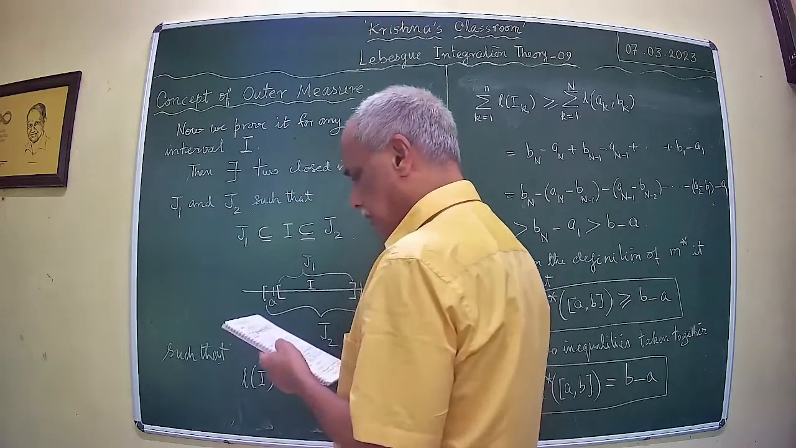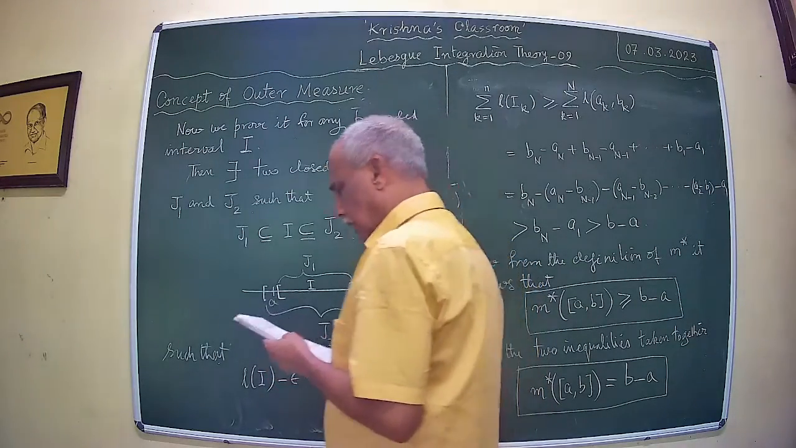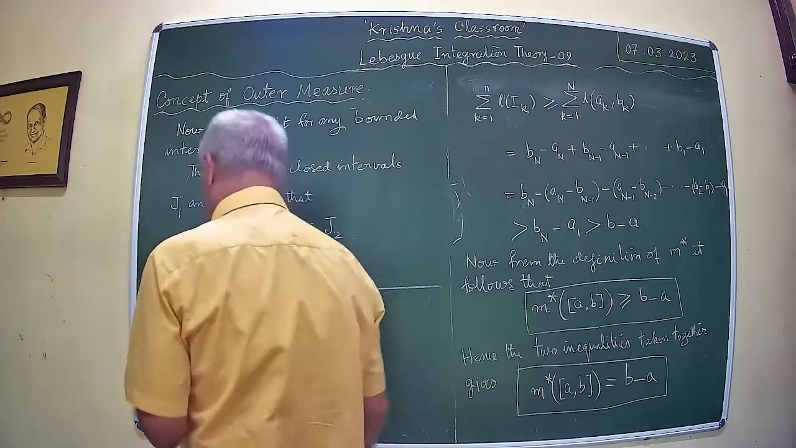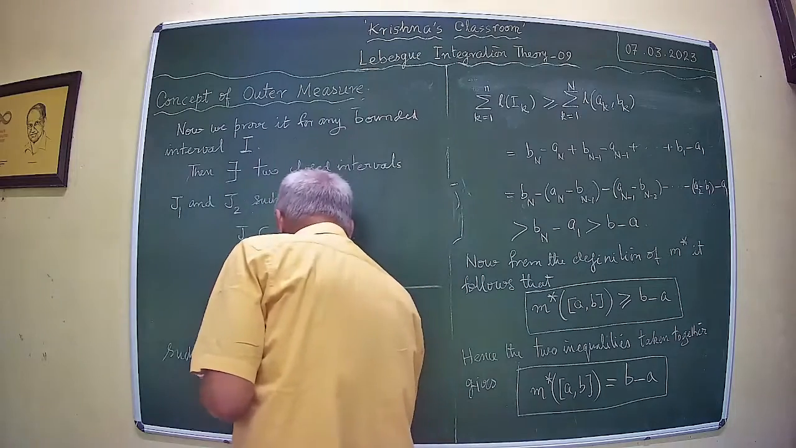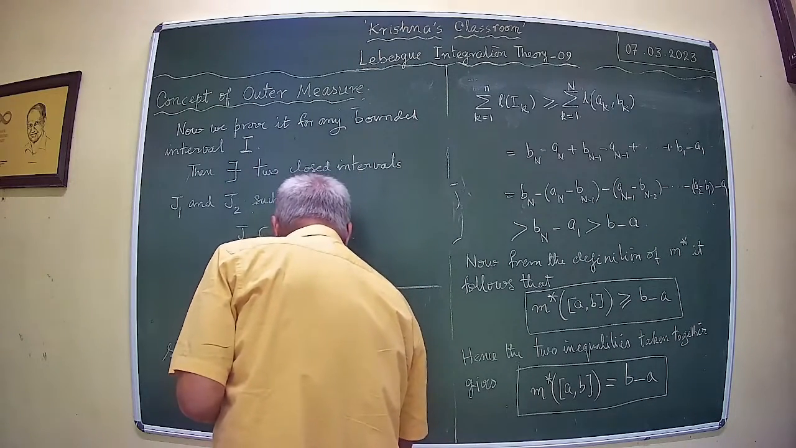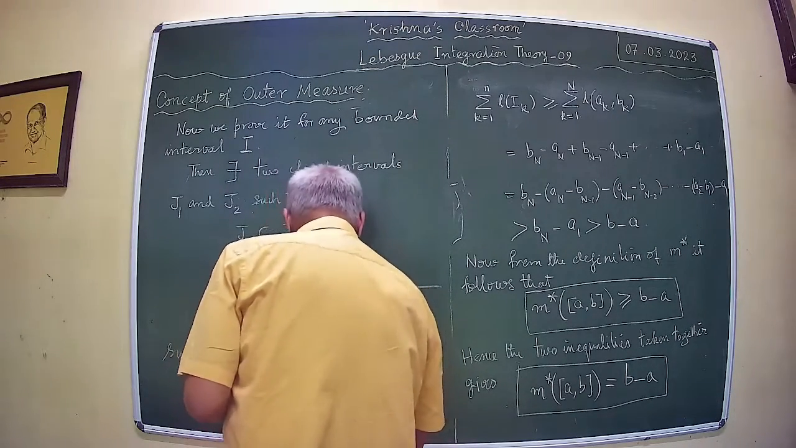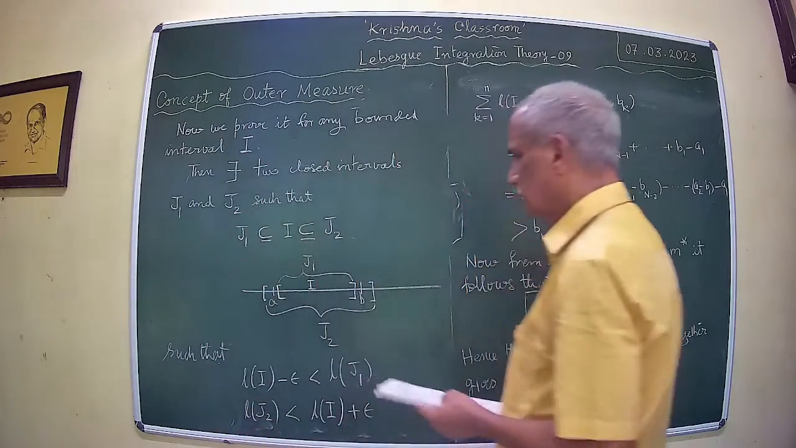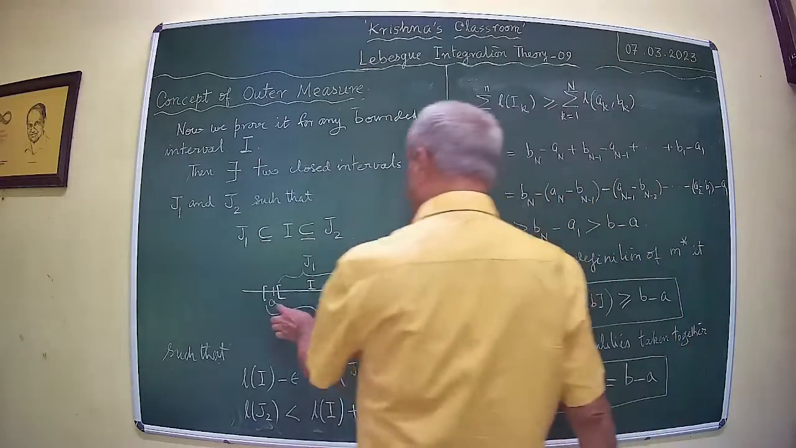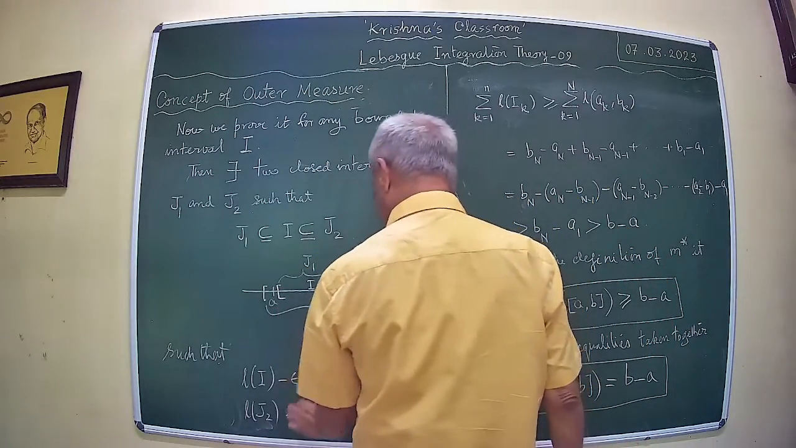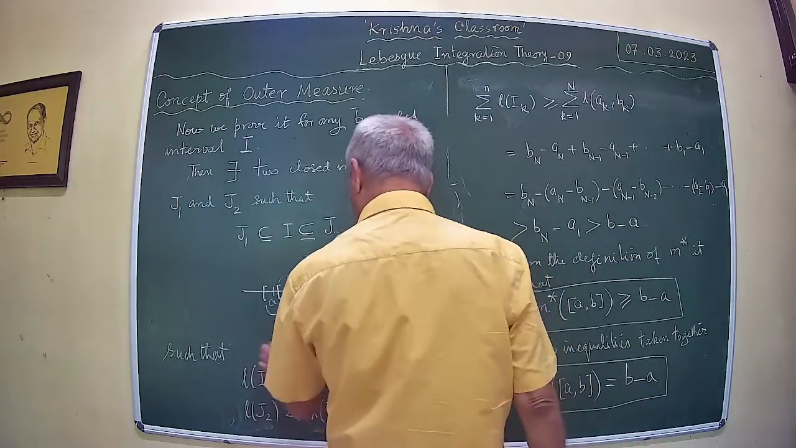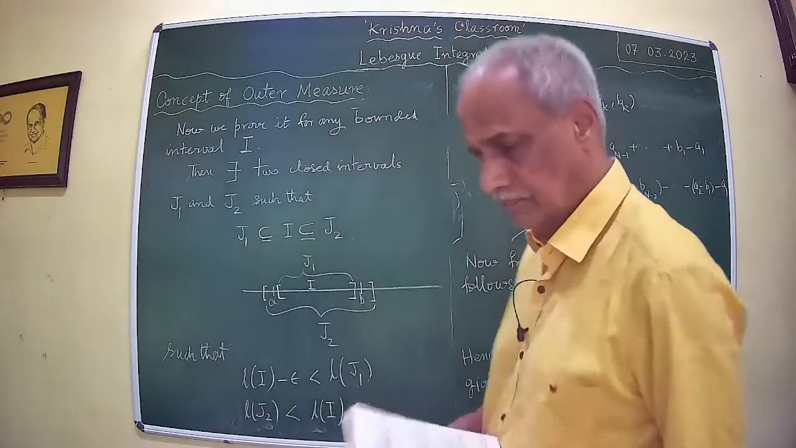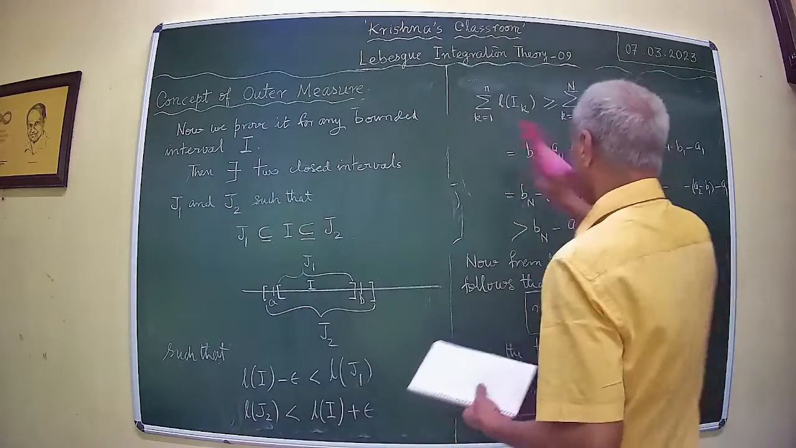J1 and the length of J2 is less than length of I plus epsilon. Now this is quite easily done because once you know these A and B, you can adjust the epsilon such that this particular requirement is satisfied. That's not the big issue.